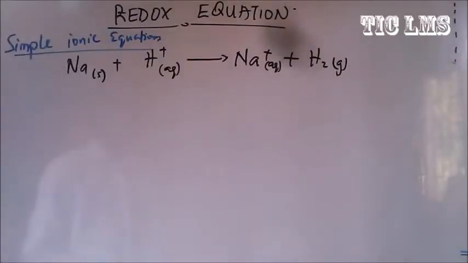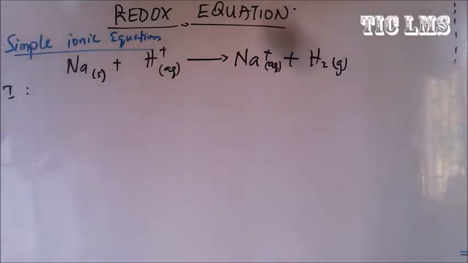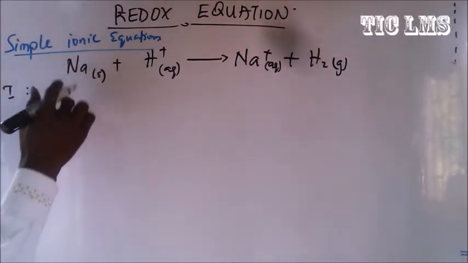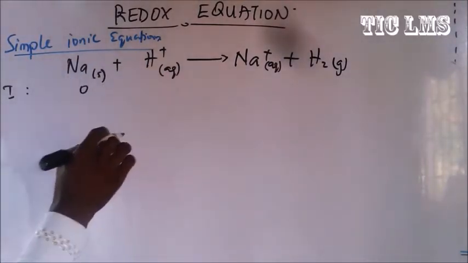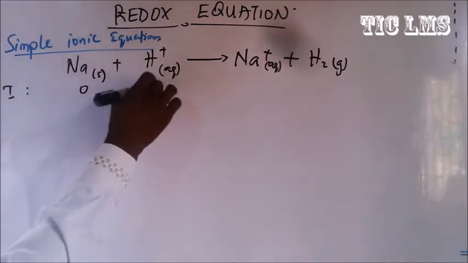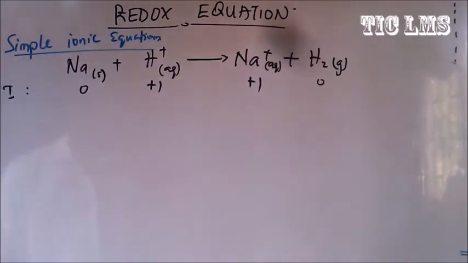Now let's proceed to balance this. The first step is to write the oxidation number of each of the elements or ions. The oxidation number of sodium here is 0. The oxidation number of this hydrogen cation is +1. Here we have +1 as its oxidation number, and we have 0 as its oxidation number. The next step is to write out the half cell reactions. So we'll divide it into oxidation and reduction.